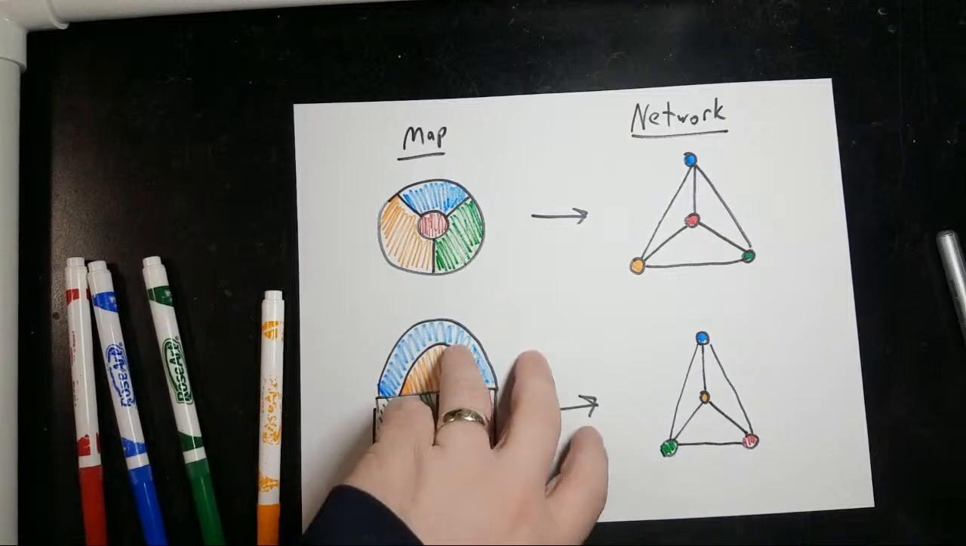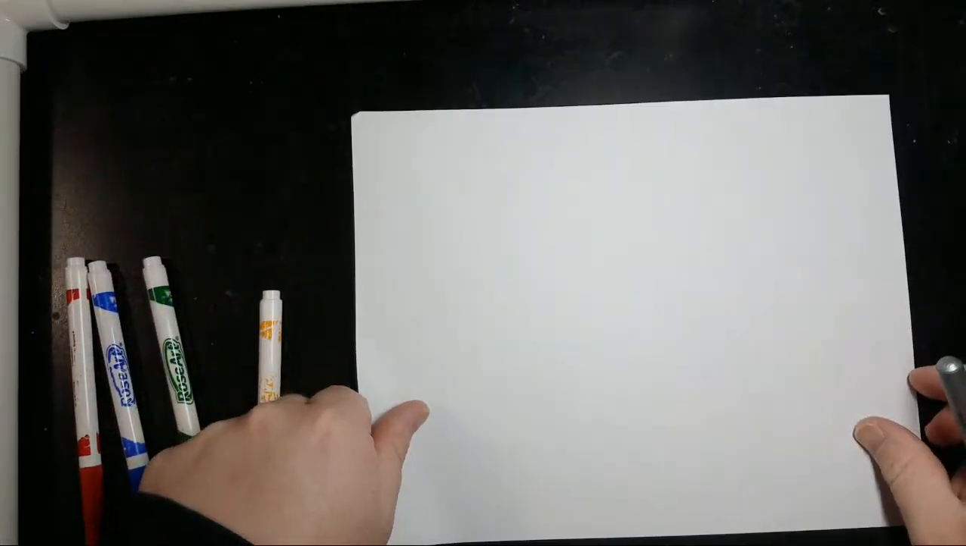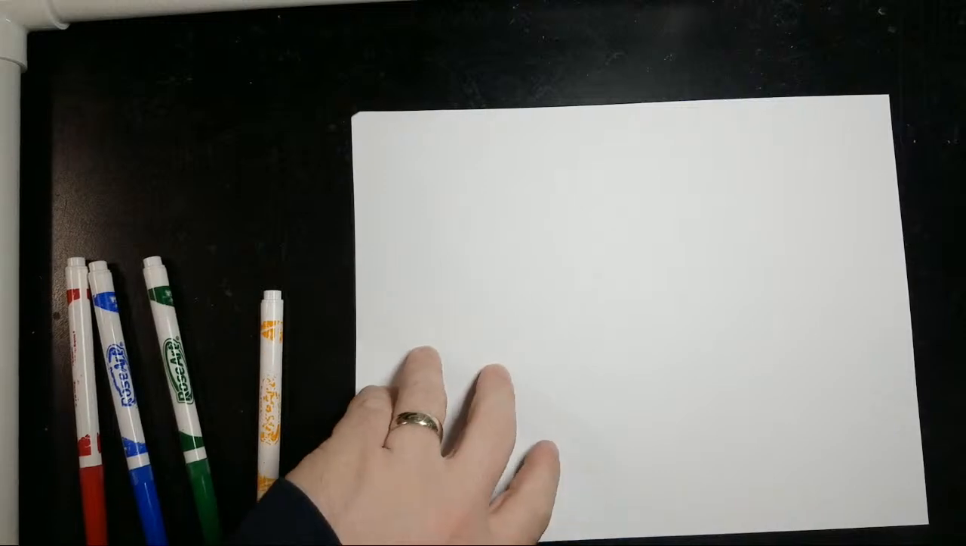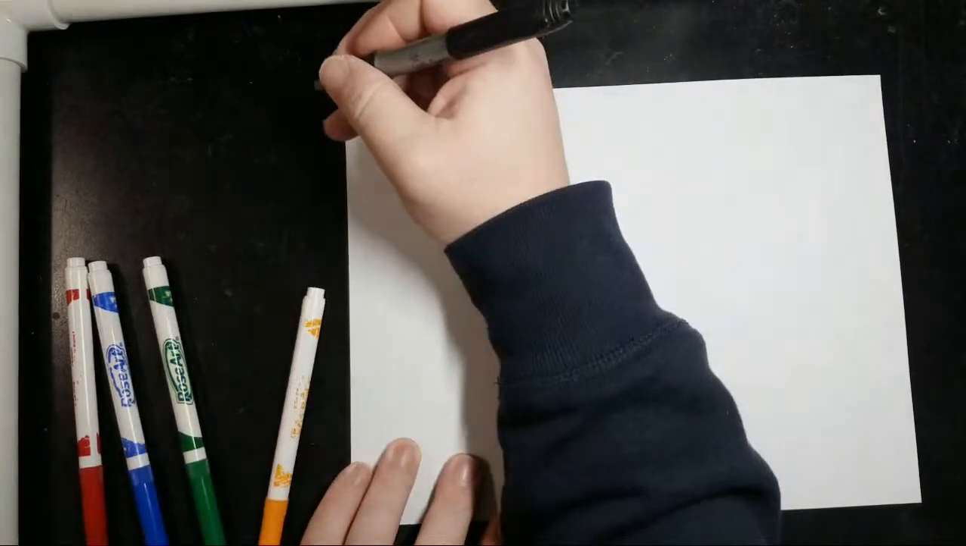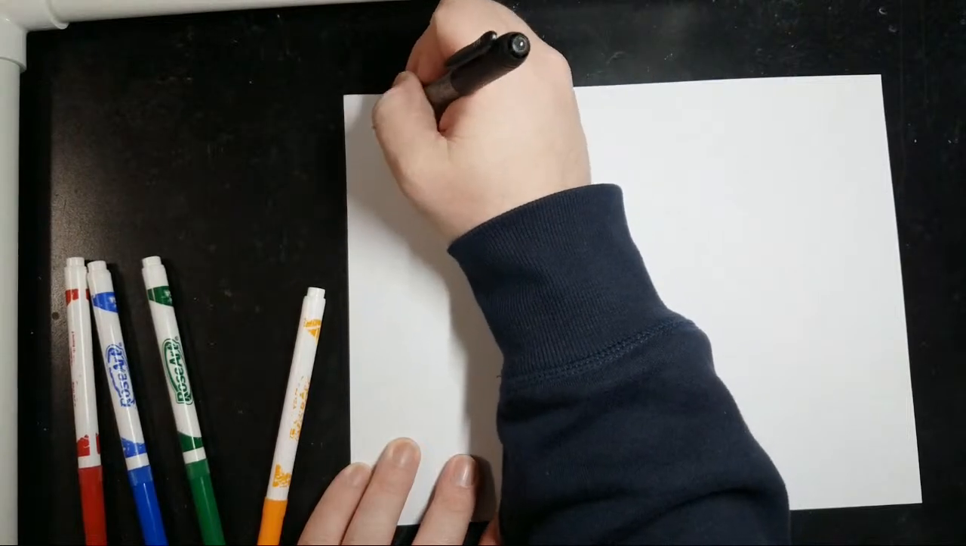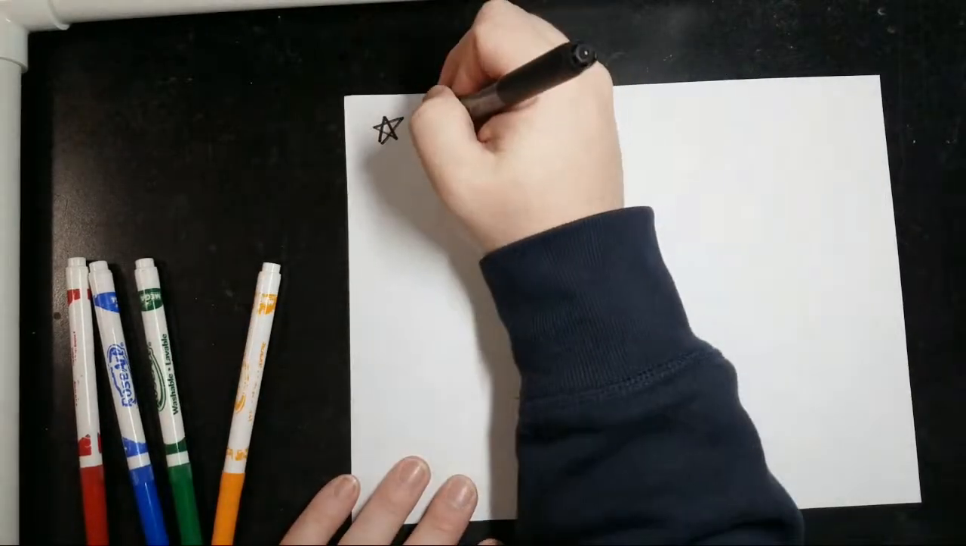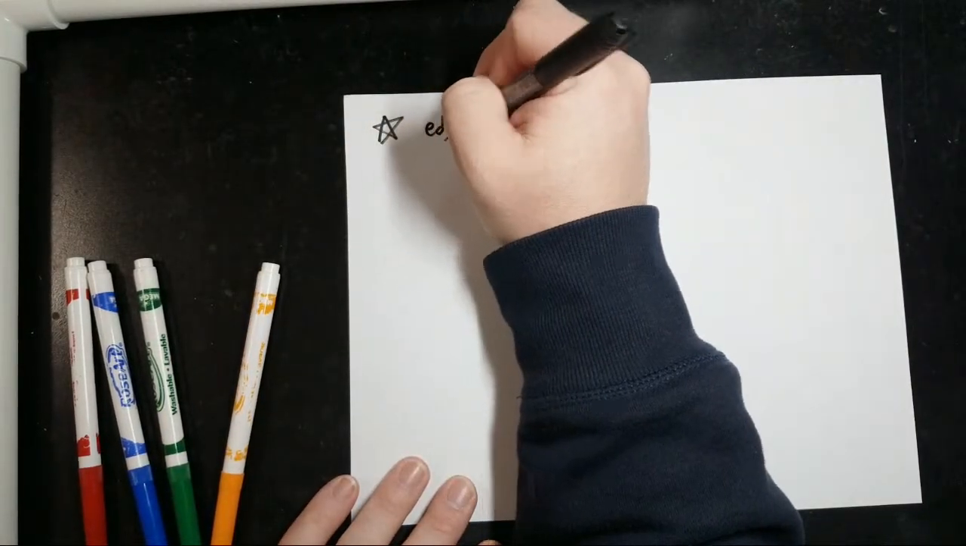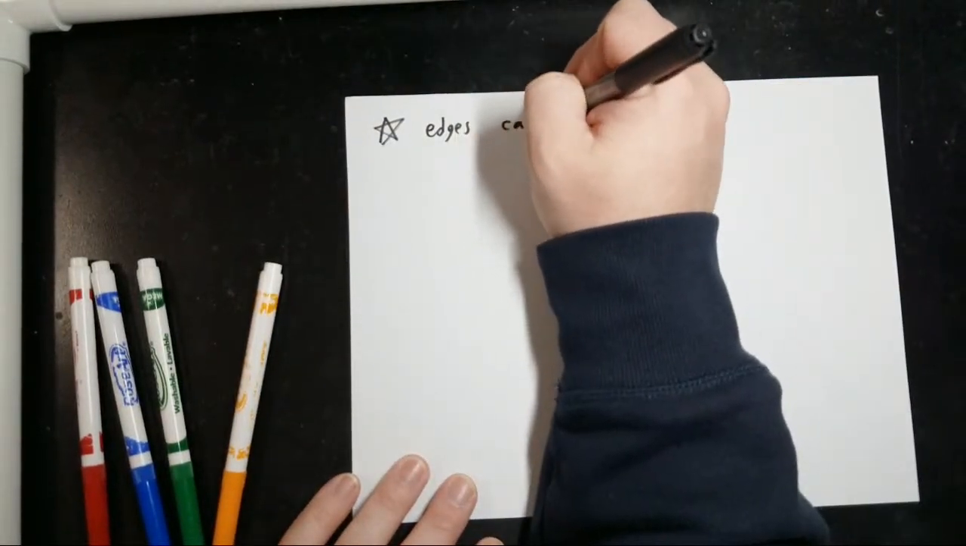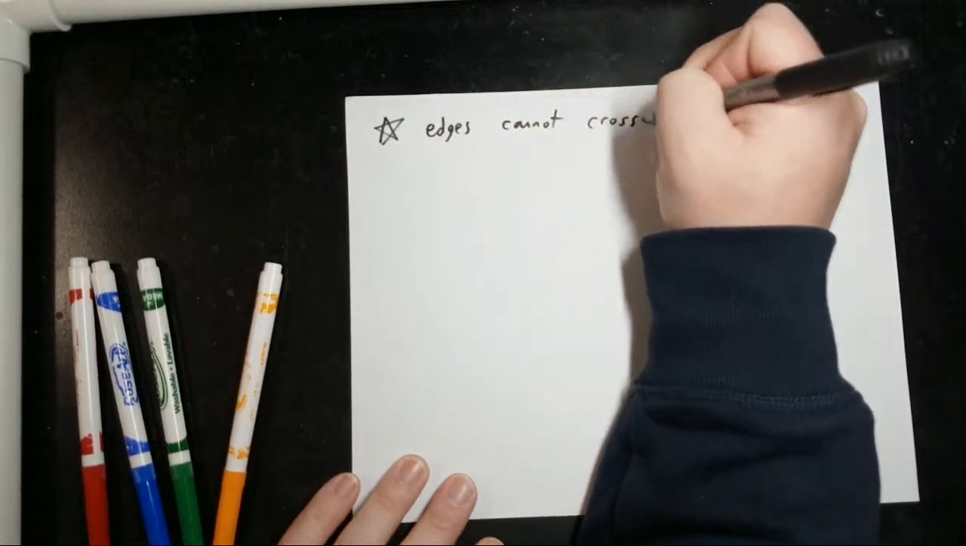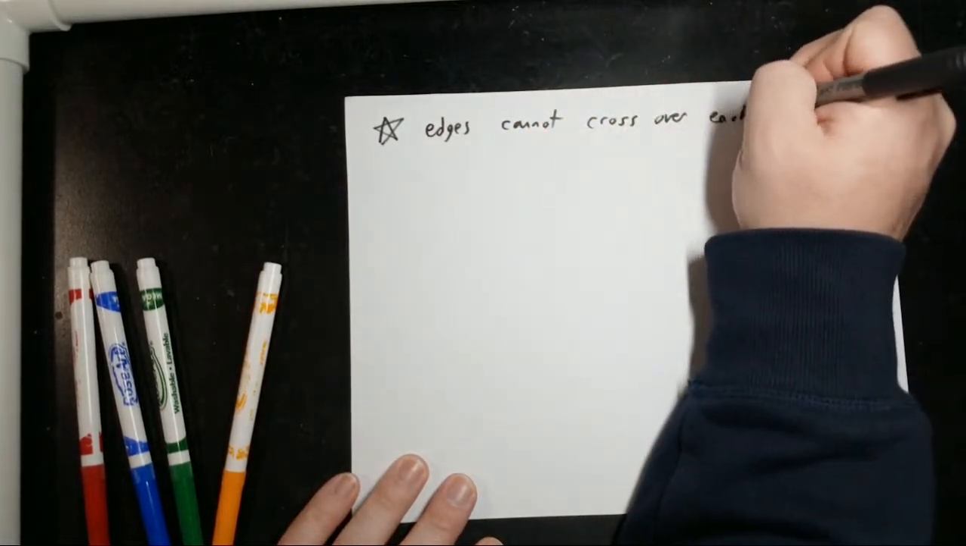A couple of details in regards to the four-color theorem. Some of you may have missed it, but there's a star: edges cannot cross over each other.